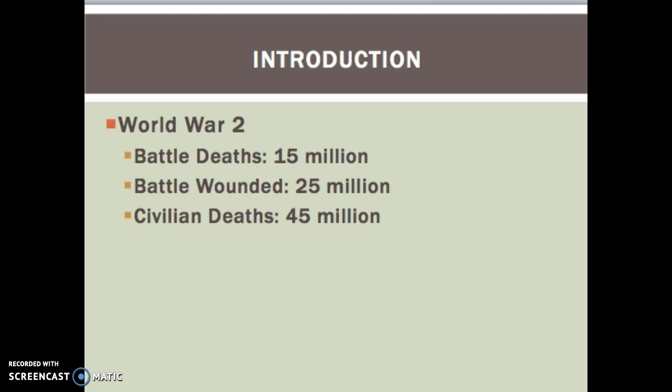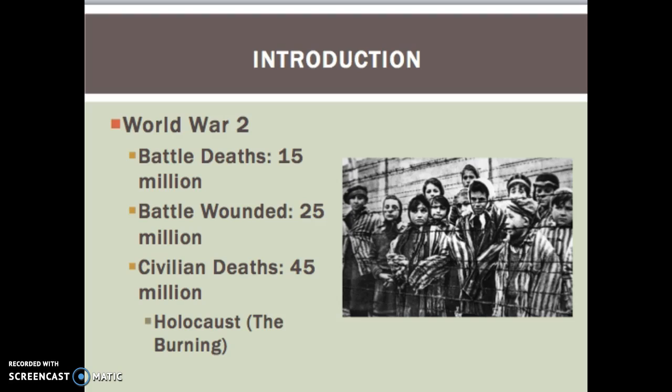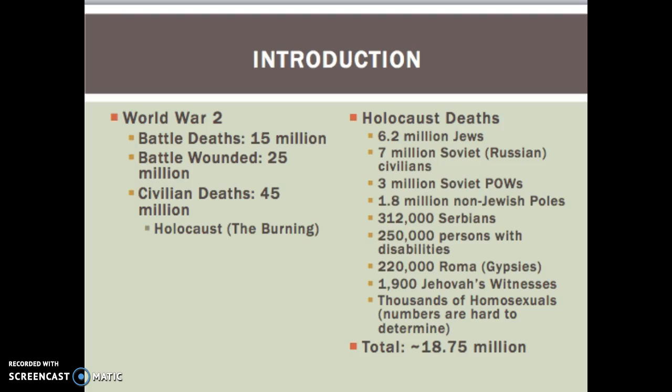Here is where things are different, however. The number of civilian deaths in World War II was huge compared to any other war in history. This is due to a number of factors. The Holocaust was one major factor. The Holocaust, which means the burning, was the direct targeting of civilians, specifically Jews, the mentally and physically handicapped, homosexuals, and others deemed inferior by the Nazis.